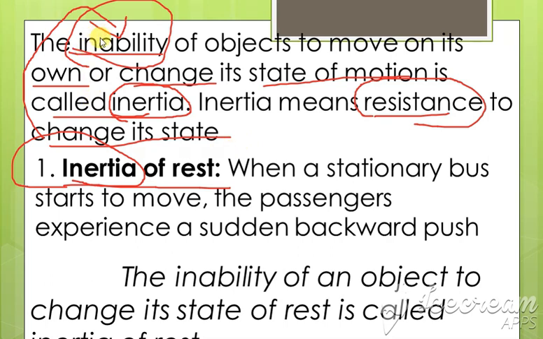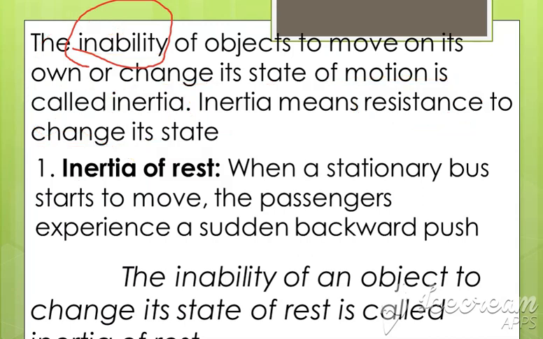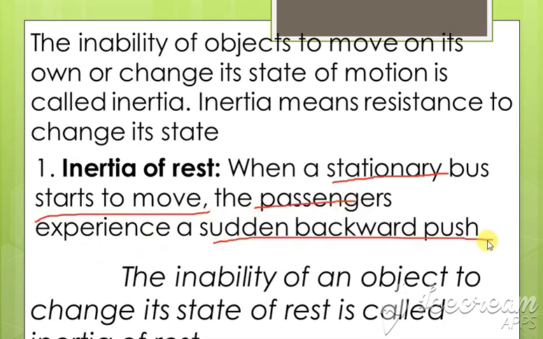Okay, so inertia is nothing but inability of the body. First we have inertia of rest. What is inertia of rest? When a stationary bus starts to move, what happens? A stationary bus is the bus which is not moving. When the bus which is not moving suddenly starts to move, the passengers experience a backward push. We know that all the passengers will move backward, is it not? And that is the example of inertia of rest. So it is the inability of the body to change its state of rest by itself.